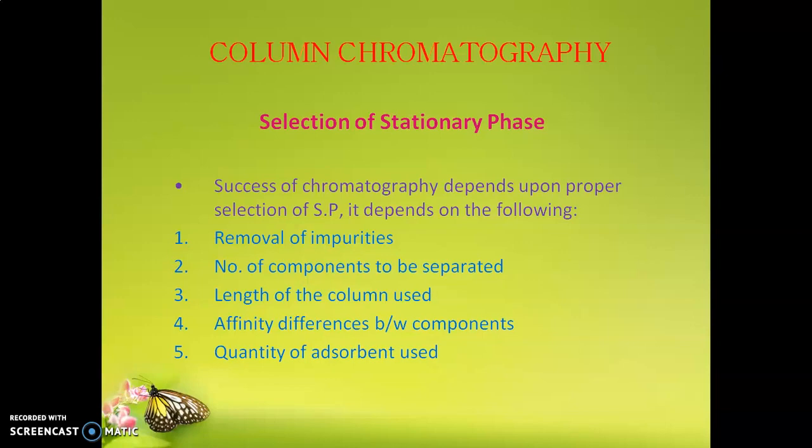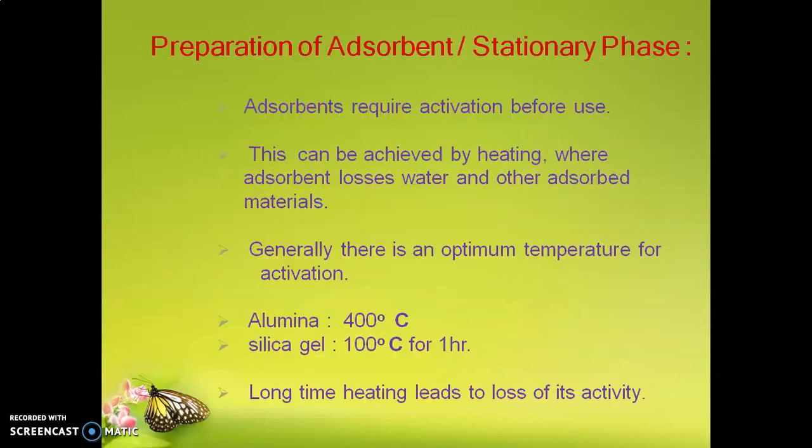Then the number of components to be separated on the stationary phase. Then the length of the column should be greater as compared to its diameter. Then there should be an affinity difference between the components, and the quantity of adsorbent should be proper. So all these are the considerations for the selection of the stationary phase.